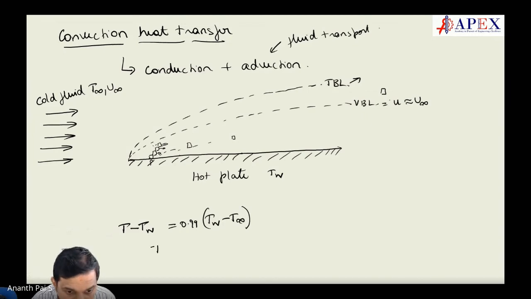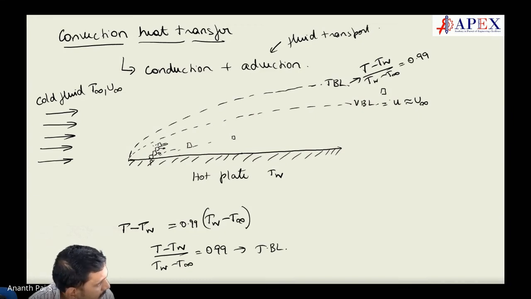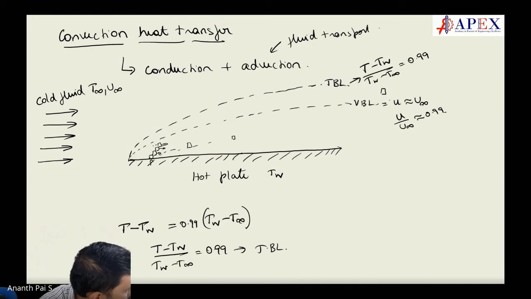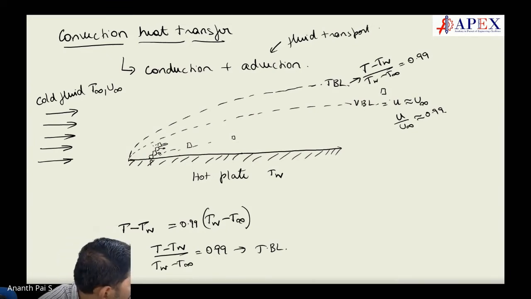So wherever (T minus T wall) divided by (T wall minus T infinity) is equal to 0.99, you have the thermal boundary layer. Make sense? Here U by U infinity is almost equal to 0.99, that's the velocity boundary layer. And then there is the thermal boundary layer. Heat transfer happens basically inside the thermal boundary layer.